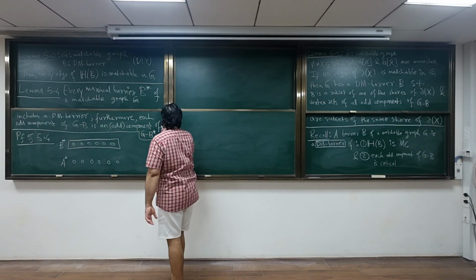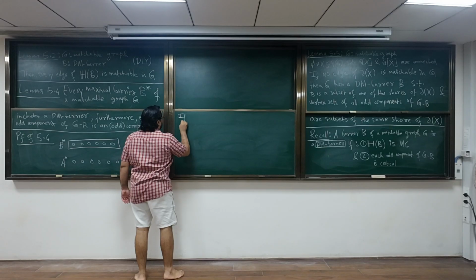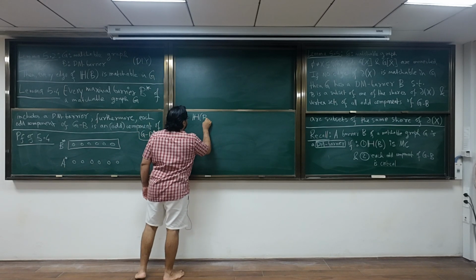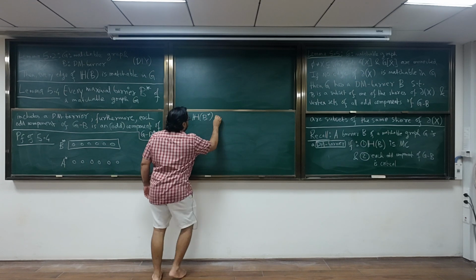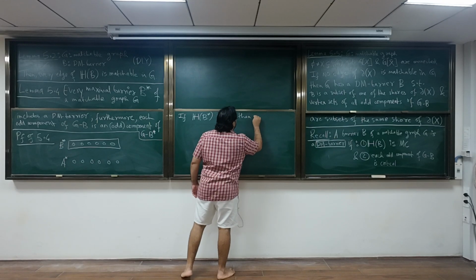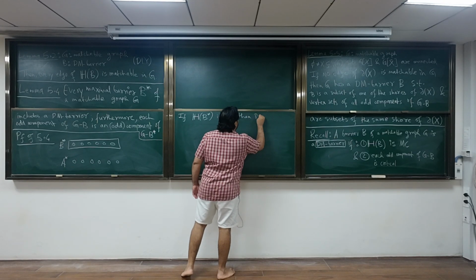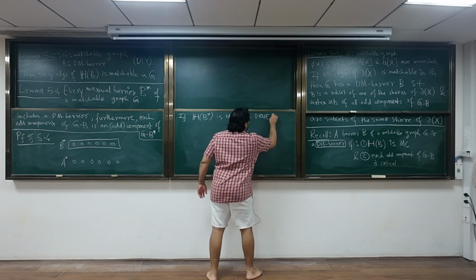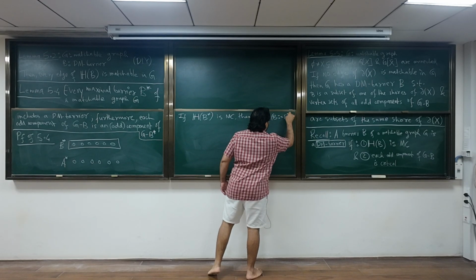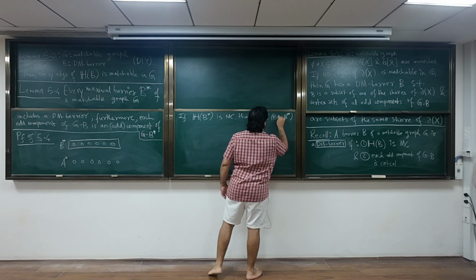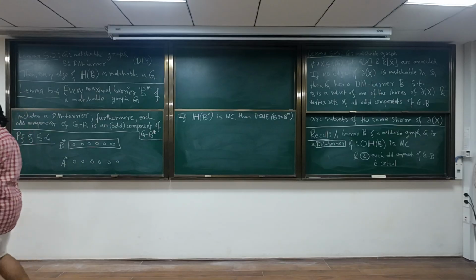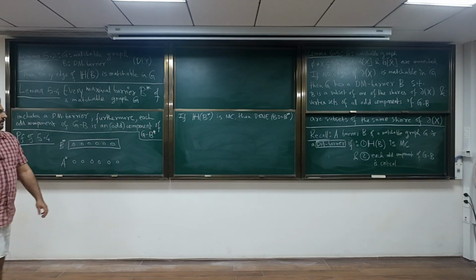So let's just make a note of this. If the core with respect to B star is matching covered, then done. Set B to be equal to B star and observe that everything works. So the interesting case is only when the core with respect to B star is not matching covered.